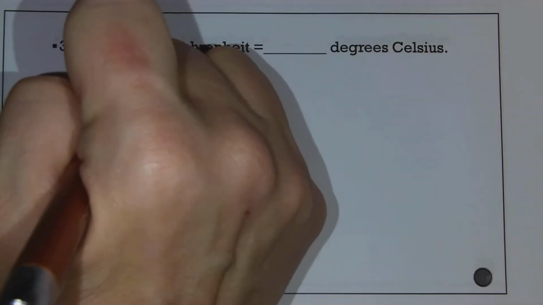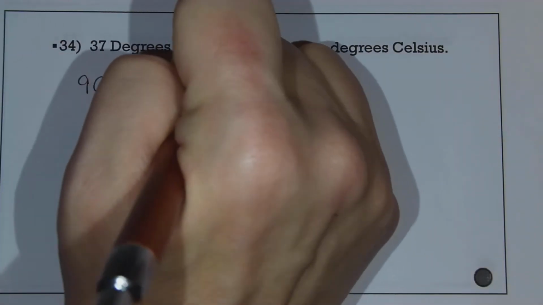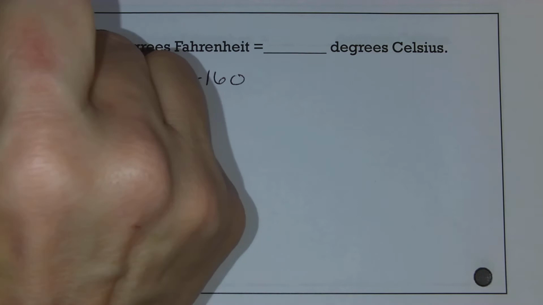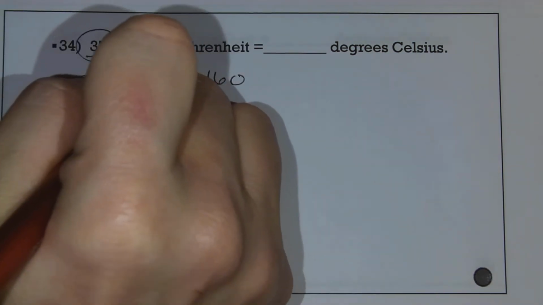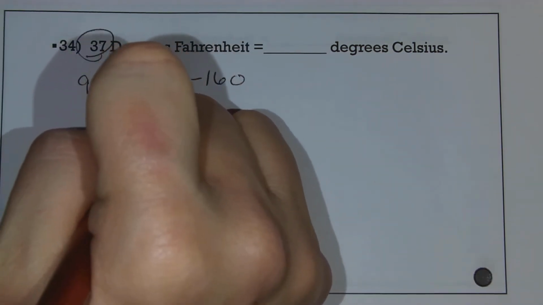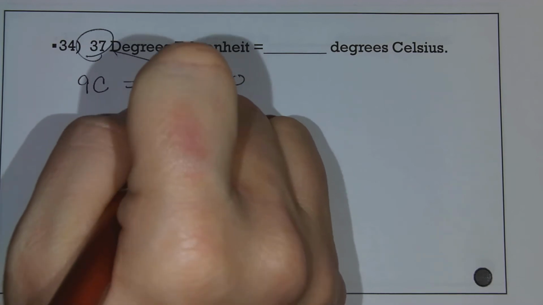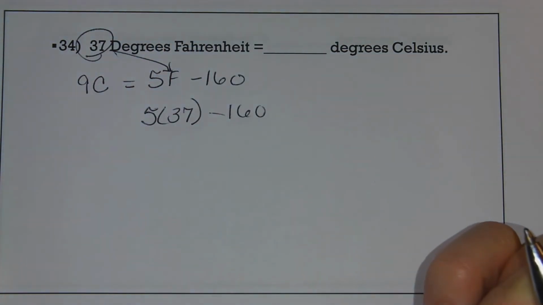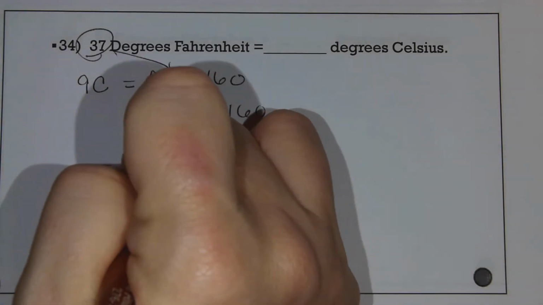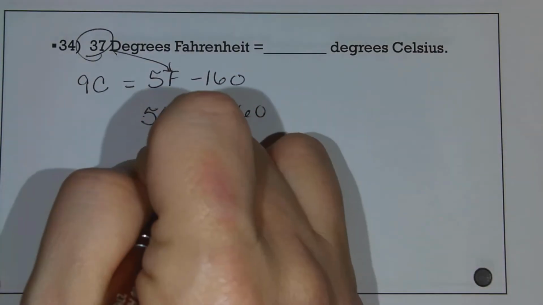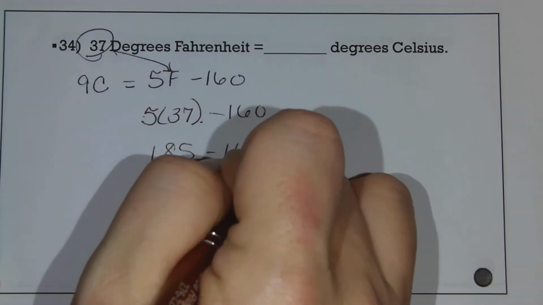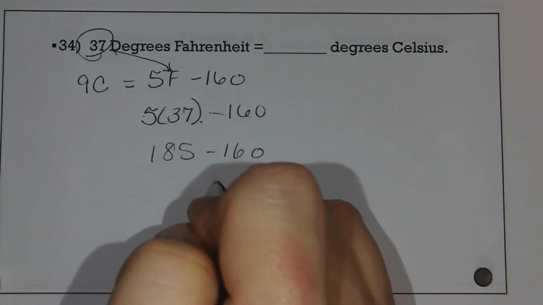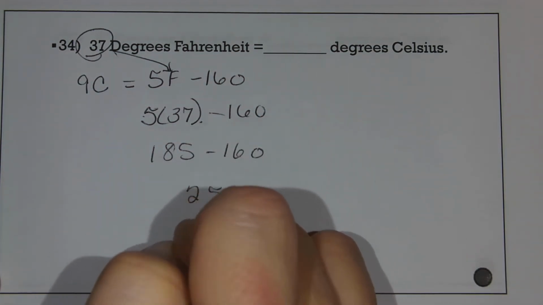Again, our formula is 9C equals 5F minus 160. You have 37 degrees here. Put it in place of the F. So 5 times 37 minus 160. You have 5 times 37 is going to be 185 minus 160. And so that's going to leave you with 25.